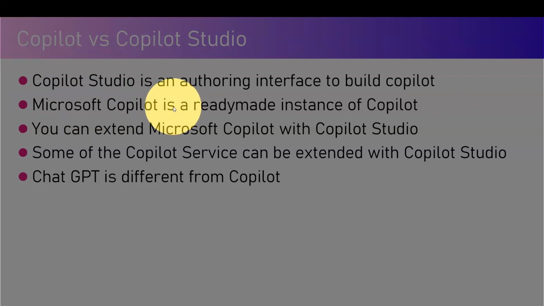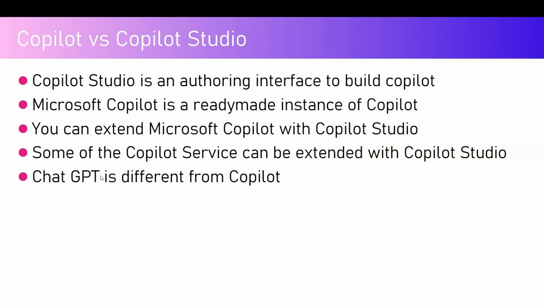Now, if you are not happy with it, or if it does not satisfy your organizational requirement, then you can extend, or you can basically have your own custom Copilot built. Now, some of the Copilot services can be extended with Copilot Studio, so Microsoft 365 Copilot or Copilot for Sales. So those all things can be extended with Copilot Studio. Extension means basically you work on top of the existing application and try to add a plugin or an action or an extension to it.